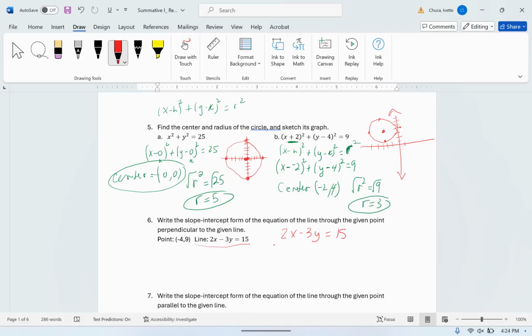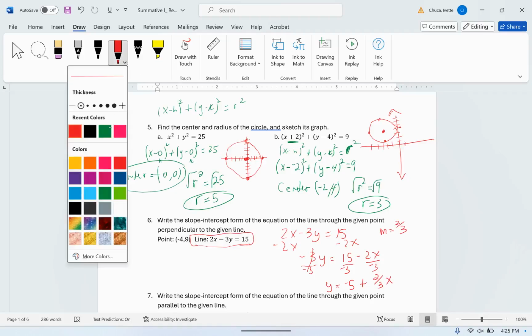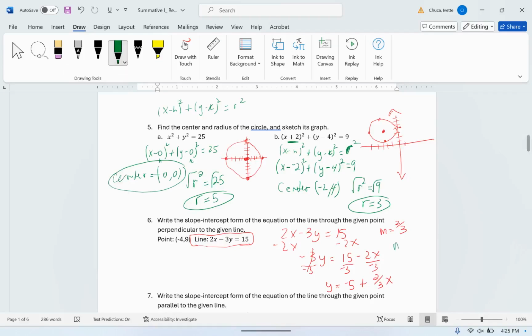So we're going to subtract 2x. So we get negative 3y is equal to 15 minus 2x, divided by negative 3. So we get y is equal to negative 5 plus 2/3 x. So my slope here is 2/3 for this given line. Since we want a perpendicular line, we take the negative reciprocal. So we're going to use this slope, and then this point.